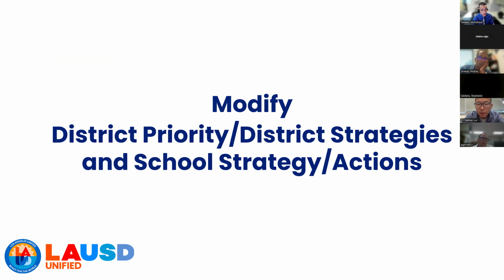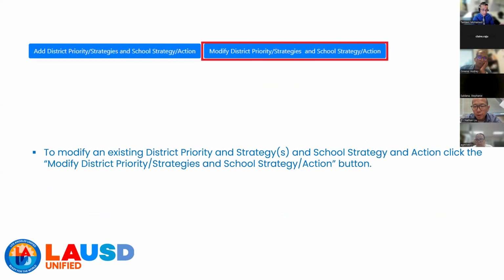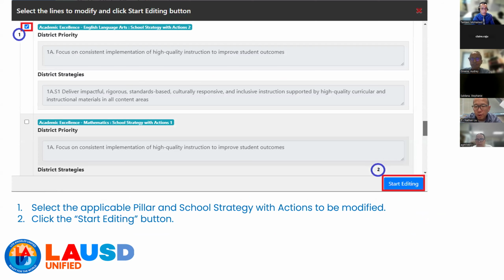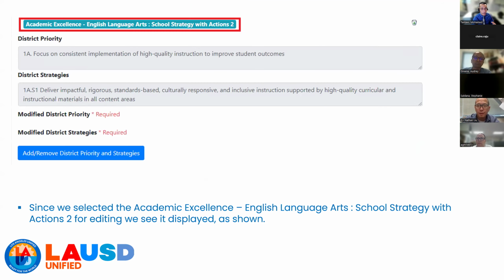Now I'll go over how to modify your district priorities, district strategies, and school strategies and actions. So instead of clicking on the Add button, this time you would click on the Modify District Priority Strategy, School Strategy Action button. Select the applicable school strategy with actions you want to modify, and then click Start Editing. Since we selected Academic Excellence ELA strategy with actions 2, it will display as you see here.